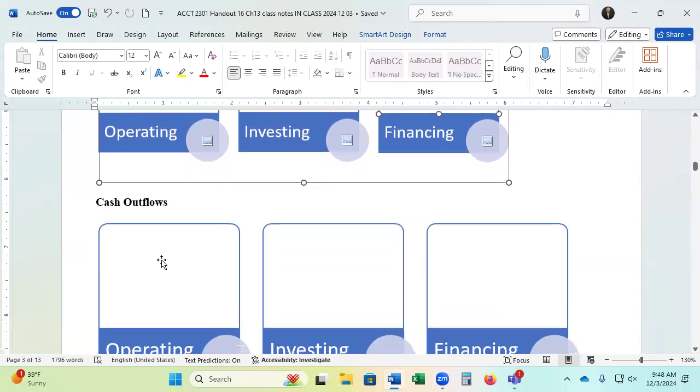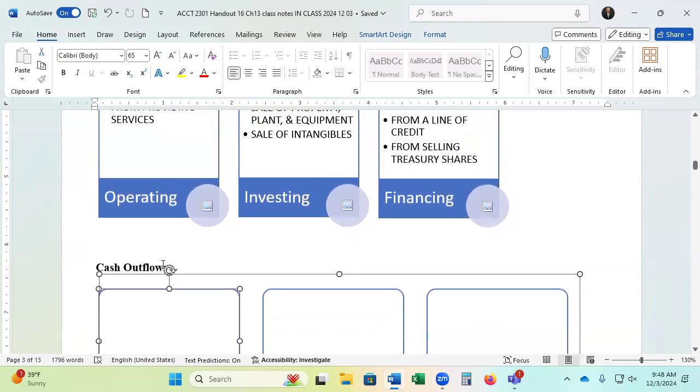Now we're going to provide some examples of cash outflows. Did everybody have enough time?